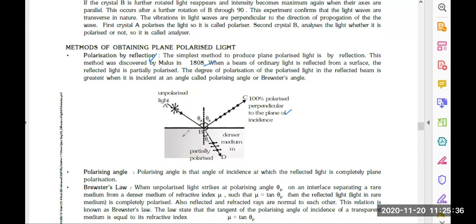You might be asked to derive this. A 2-3 marks question comes. This is polarization by reflection. If you see this, this is your unpolarized light. Now at point P, both reflection and refraction take place. Yes or no?